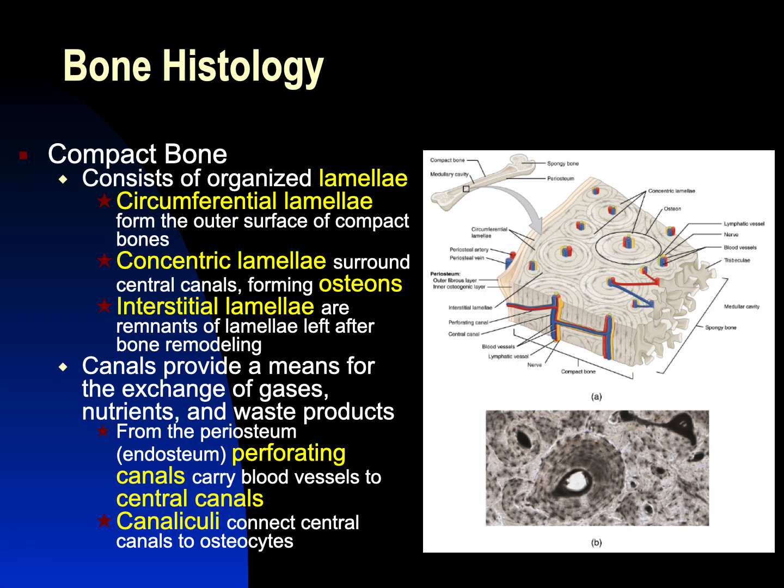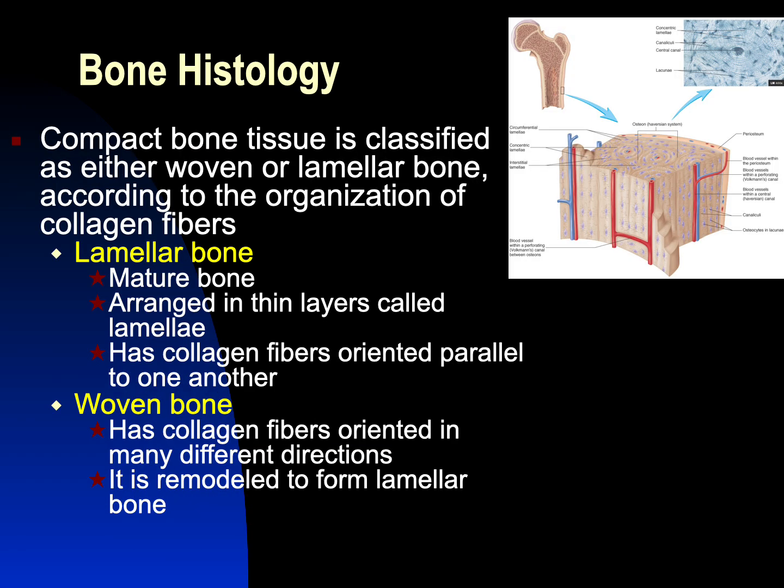It will be connected to these cells by little canals, and these connect the osteocytes to the blood vessels, and they bring nutrients to those osteocytes. The lamellar bone is very much laid down in these rings. The collagen fibers are all running in parallel directions. If bone is remodeled or reorganized, after repair or to provide strength, it will have collagen fibers that are oriented in many different directions, and that's referred to as woven bone.